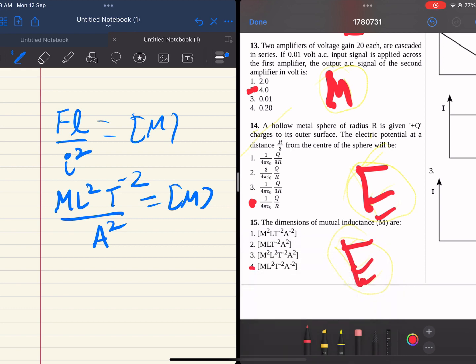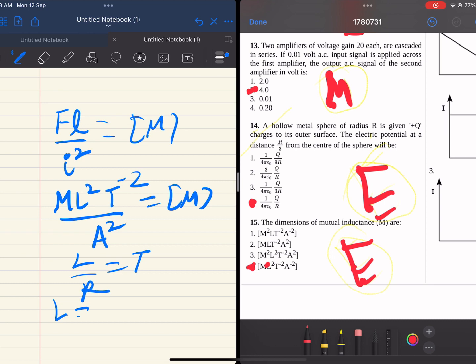Now there is another method to solve this question. We know the time constant is L by R, which is time. So L by R is equal to the time constant. That means the dimension of the time constant is the dimension of time. So the dimension of self inductance will be the dimension of resistance into the dimension of time, basically.